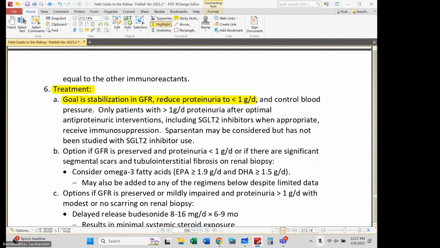All right. So the cut point of, or the divergence in prognosis happens at a threshold where you say, I'm going to immunosuppress this patient. Would you immunosuppress a membranous patient with 0.5 grams per day of proteinuria? No. So you knew the answer to that. So where is that decision point?